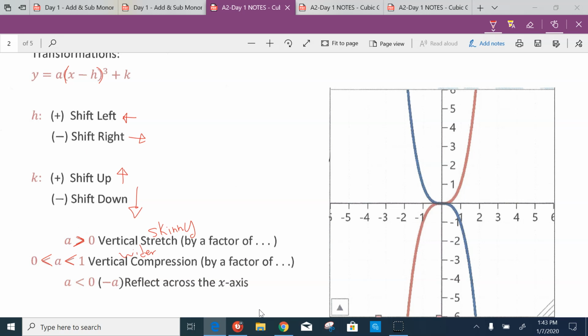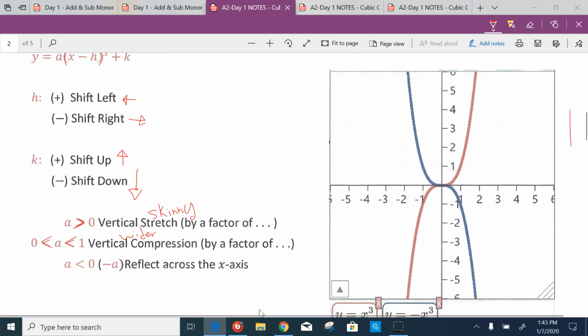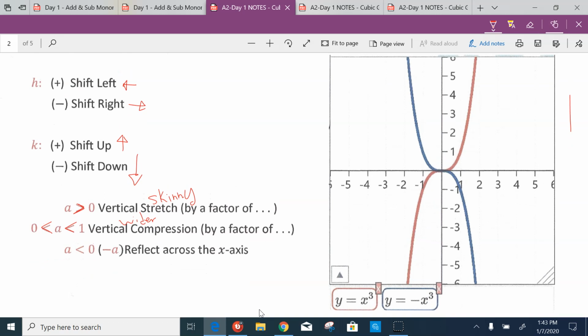And then finally, if you have a negative something x to the third, it could be a negative fraction, a negative number, whatever it is. If you begin your equation with a negative number, then your graph is going to be reflected. So if you look over here to the right-hand side, we have two graphs that are in red and blue in this video.